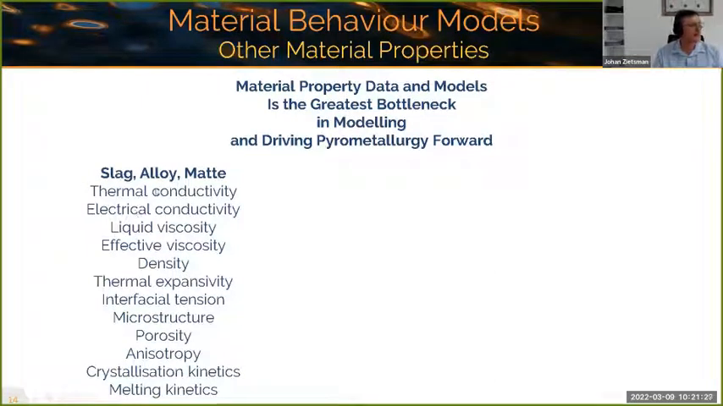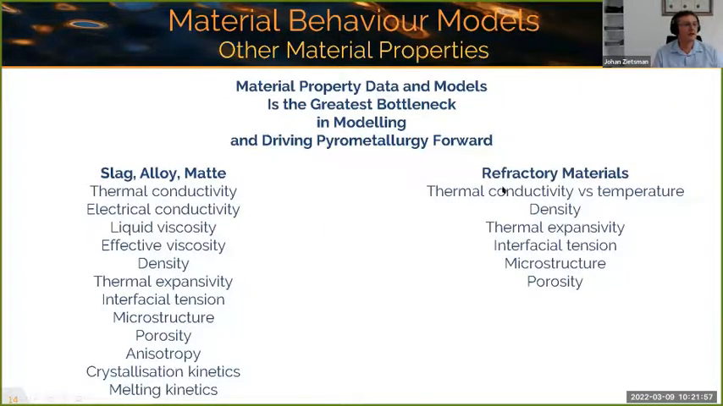Now, the properties for slag, alloy, and matte that we're talking about are things like thermal conductivity, electrical conductivity, viscosity, density. All of these transport properties influence the way that the process internally works. The fluid flow, the release of electrical energy, all depend on the properties of the slag and the alloy and the matte that you're working with in your process. The refractory materials on their side as well, we need good quality data.